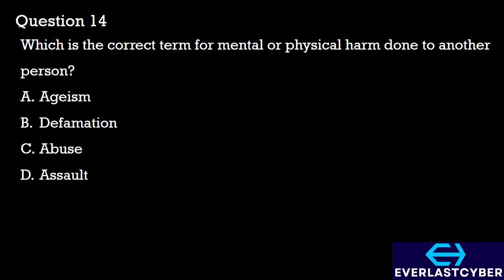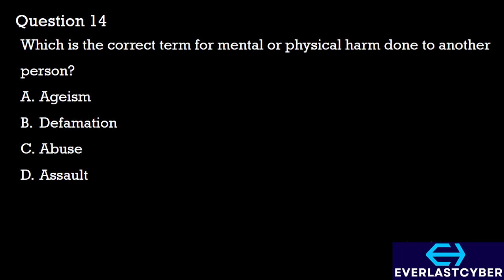Question 14. Which is the correct term for mental or physical harm done to another person? A. Ageism. B. Defamation. C. Abuse. D. Assault. Ageism is discrimination or prejudice based on a person's age. However, no harm is inflicted on the person. Defamation involves making false statements that damage a person's reputation, but it has nothing to do with physical harm directly.